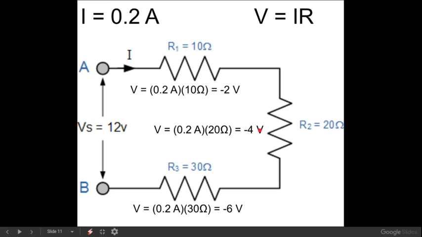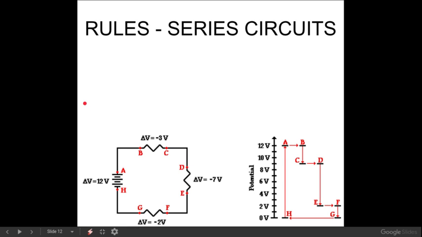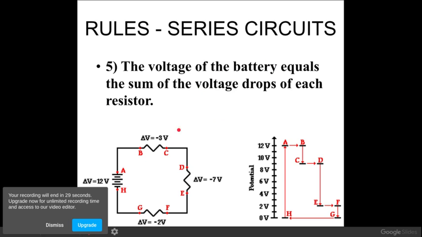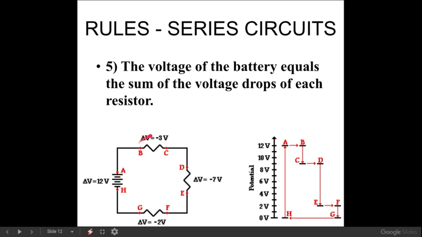So our fifth rule comes from this. What is 2 volts plus 4 volts plus 6 volts? It is 12 volts, which is the voltage of the battery. So that leads us to the fifth rule here. The voltage of the battery always equals the sum of the voltage drops across each resistor. So in this case right here, we have a 3 volt, a 7 volt, and a 2 volt drop, but that adds up always to the total voltage of the battery. And it has to, and we'll come back to that in part 2.